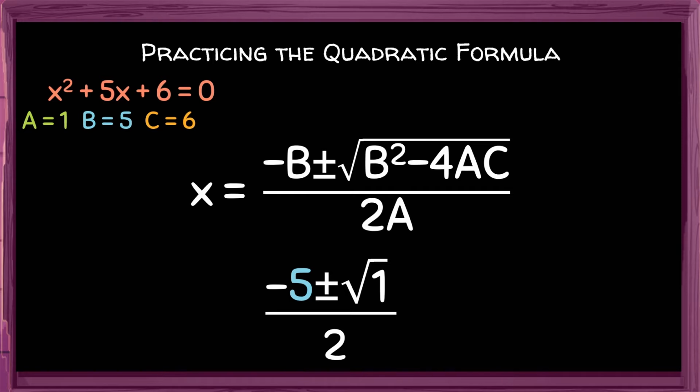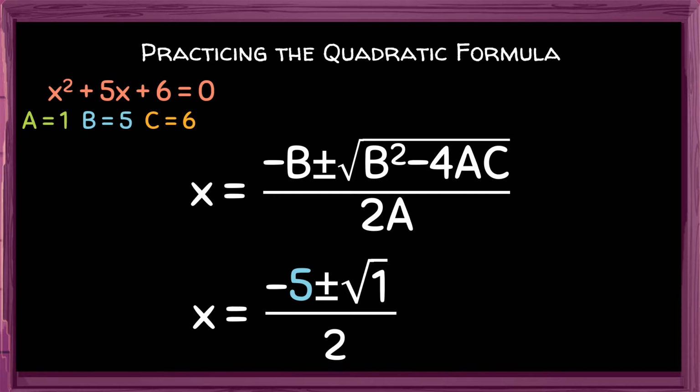Right, Bones. So our whole formula is x equals -5 plus or minus the square root of 1, all divided by 2. Now we can simplify. What's the square root of 1? Mr. C, you taught us that positive numbers have 2 square roots. The square root of 1 is +1 and also -1, right?